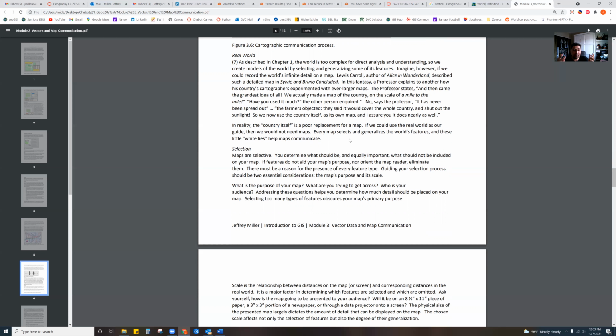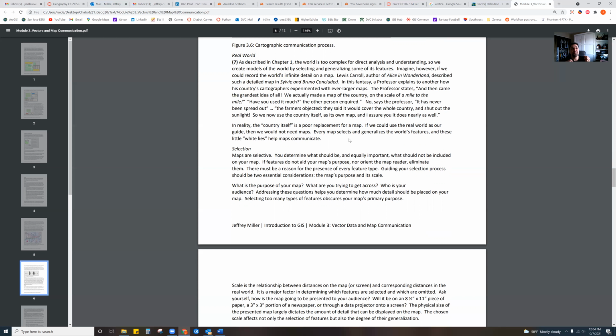Okay, what's possible here? Then the selection is the filtering down to say, I need my map to be of this neighborhood because of reasons X, Y, and Z, right? Maybe it's because they're doing some kind of construction or whatever. So the selection process is important. The selection of what and where to represent is extremely important in this communication process. The selection determines the map's purpose and its scale, okay?